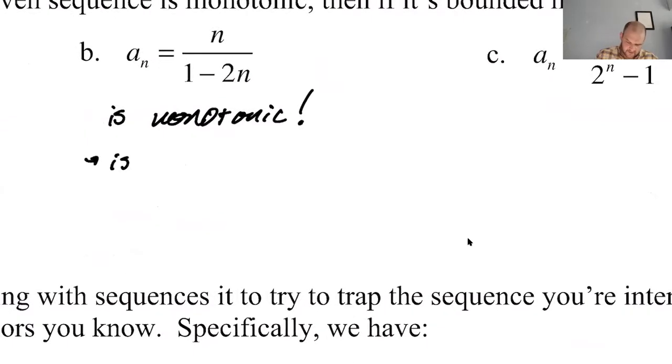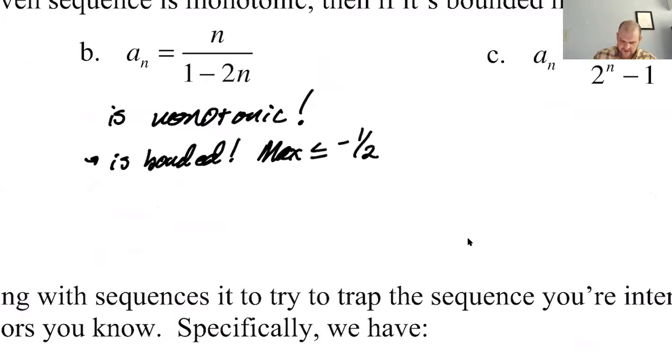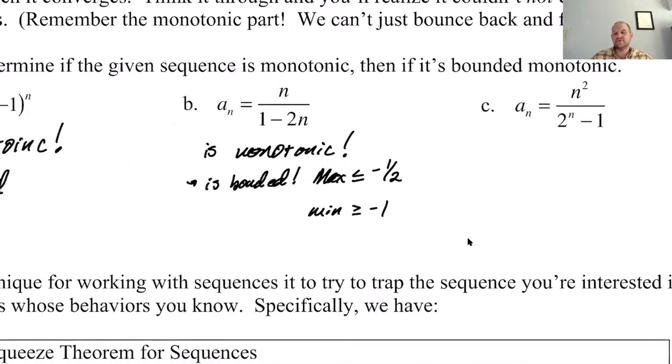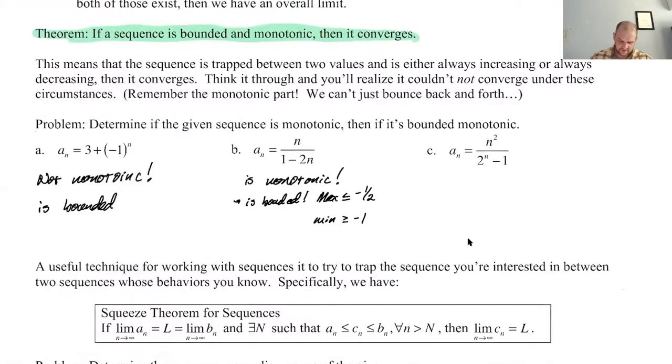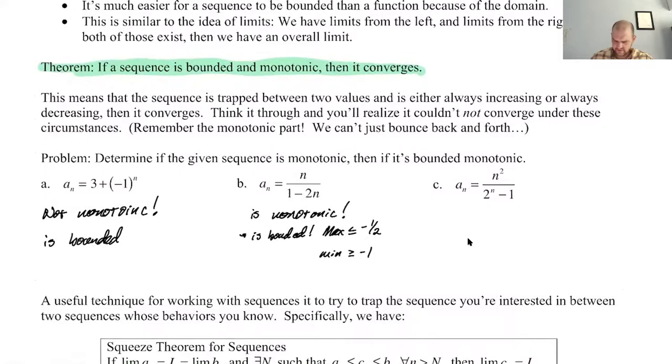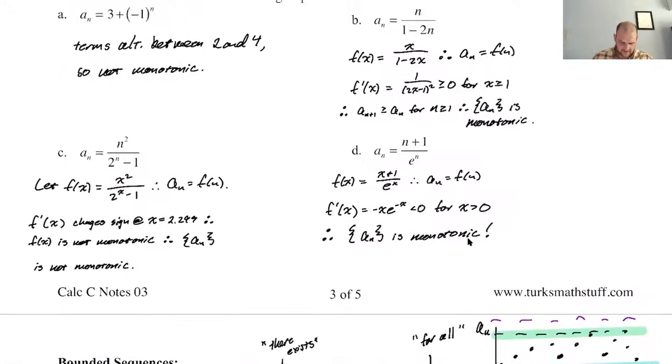It is bounded. So the maximum is less than or equal to -1/2, which is the limit as you go to infinity. And then the minimum, the floor, is greater than or equal to -1. So it is bounded, and it definitely converges, right? It definitely converges to -1/2. So monotonic and bounded definitely converges, which is kind of the idea that we're going for here. This one I think we also did, so let's go here.